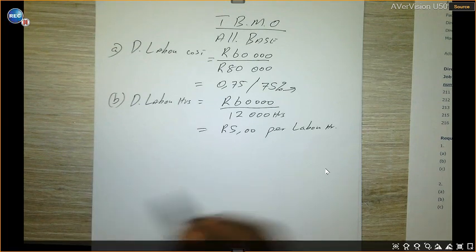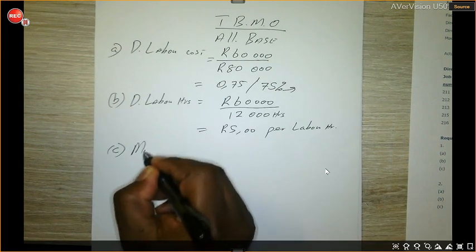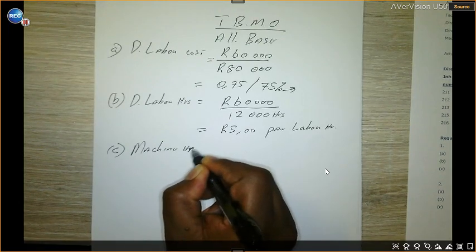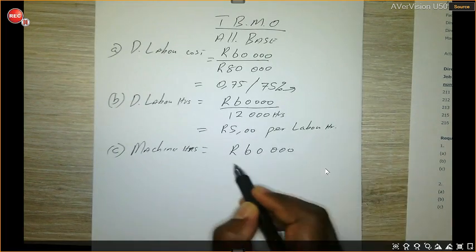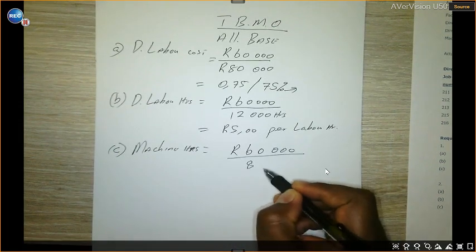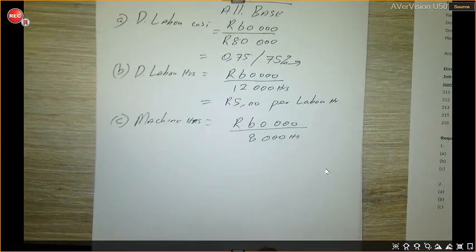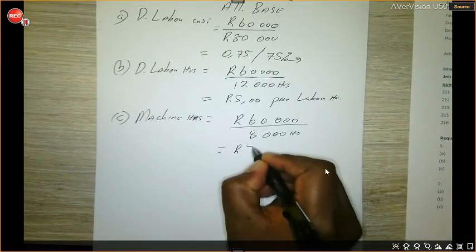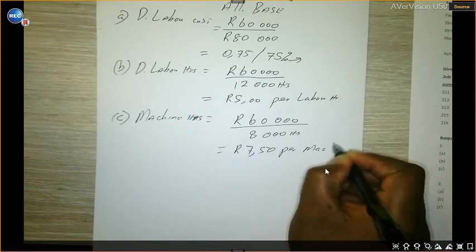I hope everyone is still following me. Then let's go to C. For C they say let's use the machine hours. Again, no change when it comes to your total manufacturing overheads, that is the budgeted one. But now we're going to have a change in terms of the base. In this case we're going to divide by the machine hours, which total 8,000 hours. Then it gives you an answer in rands, which is 7 rand 50 cents per machine hour.